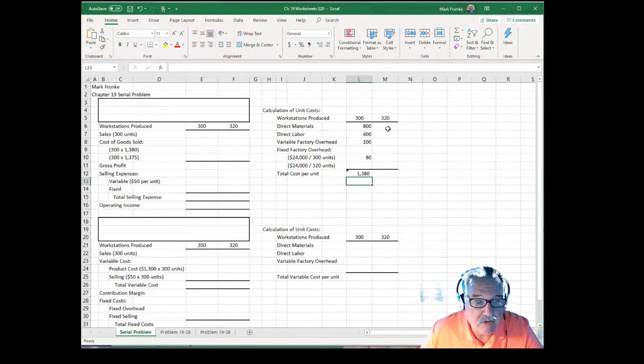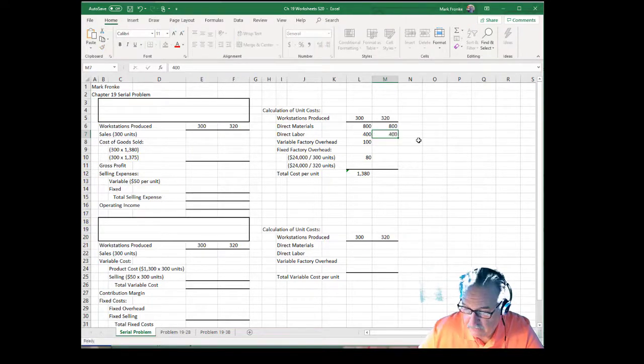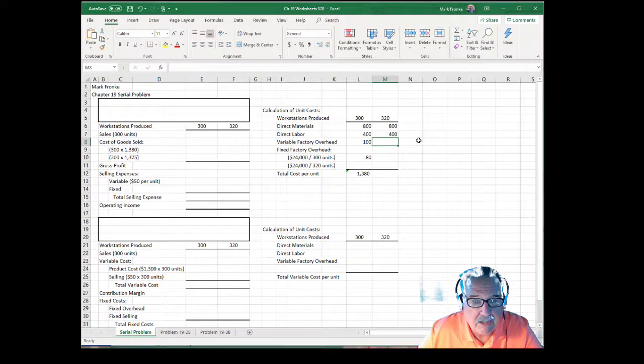Now keep in mind, we're selling 300. Whether we make 300 or we make 320, our income statement is based on the sales of 300 units. So regardless of if we make 300 or 320, our direct materials are still $800 per unit. Our direct labor is still $400 per unit, and our variable factory overhead is still $100 per unit. That's not going to change per unit.